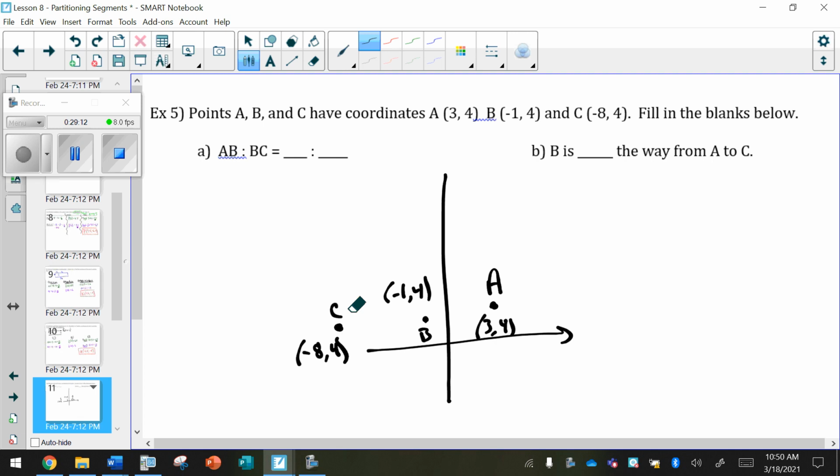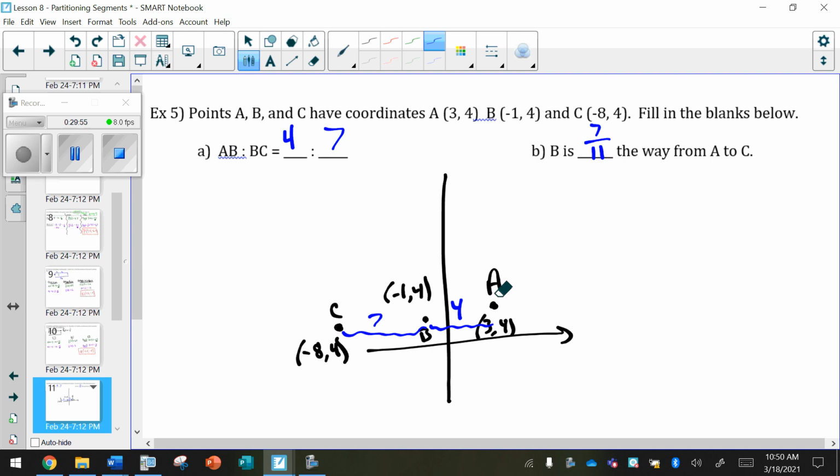Now, since they all have a y coordinate of 4, it's pretty easy to count to figure out the distances and to be able to write the ratios. So from A to B is 4 units, and from B to C is 7 units. So this section here is 7 units, and this section here is 4 units. So then B is 7/11ths, 7 out of 11 squares from point C towards point A.